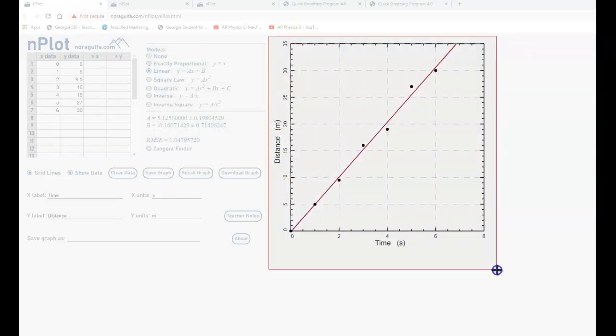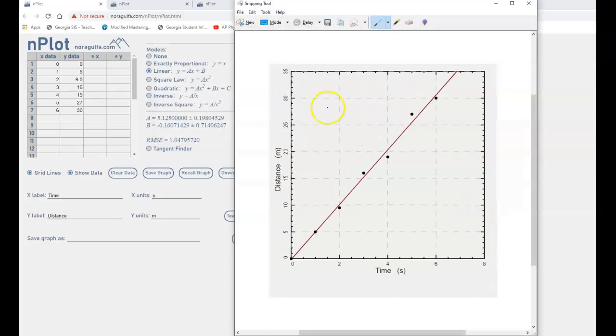So you would need to title this. This is the only thing I do not like about this program, is it doesn't put a title on your graph, and you have to have some kind of title up here. Distance versus time would be the title of this graph. So make sure if you use this program you put in a title.